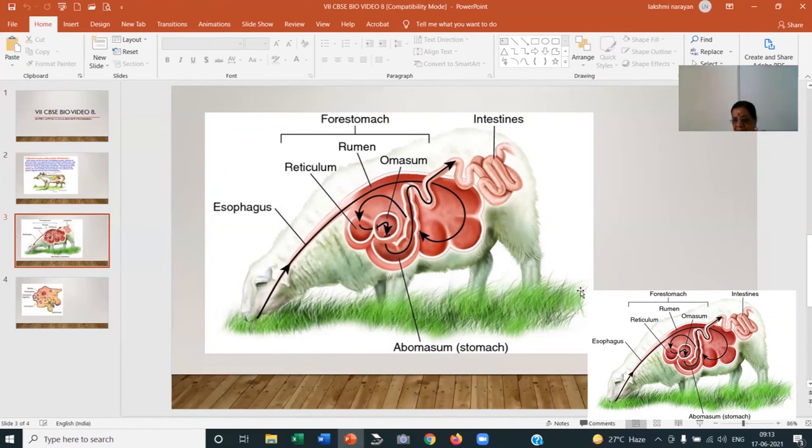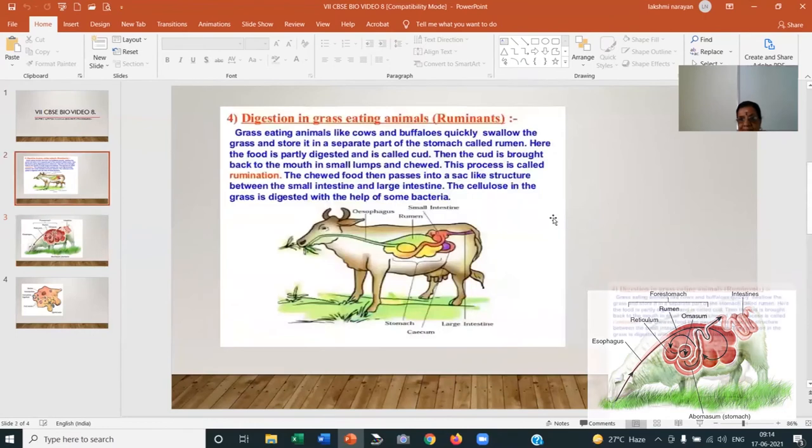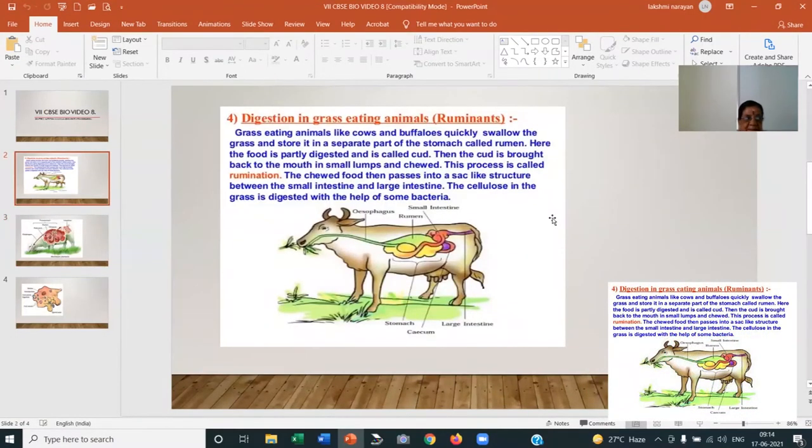I hope you follow this. Yeah. So this is rumination in animals. Grass-eating animals like cows and buffaloes quickly swallow the grass and store it in a separate part of the stomach. That is called the rumen. The food is partly digested and it is called cud, C-U-D.